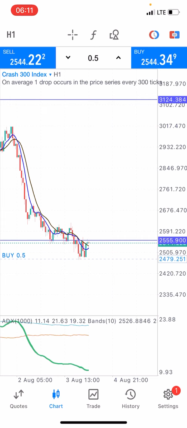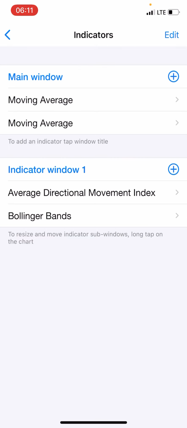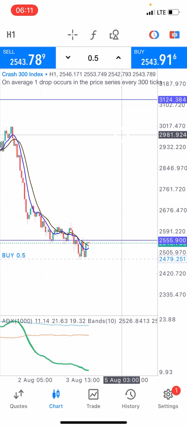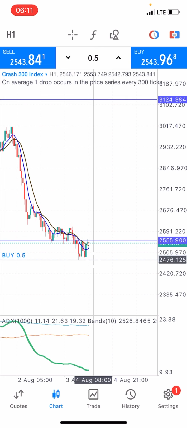This indicator setting that I'm using is very simple. It's the moving averages, average directional movement, and the Bollinger Bands. These are the indicators I'm using. So please make sure you follow the right steps that I'm going to show you, and you're going to enjoy this video. Now you've seen that I've been in this trade, and this is where I got into this trade from.